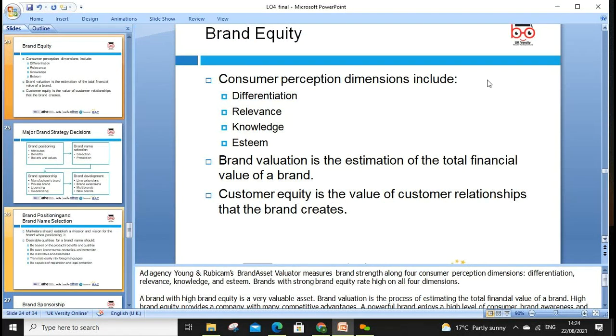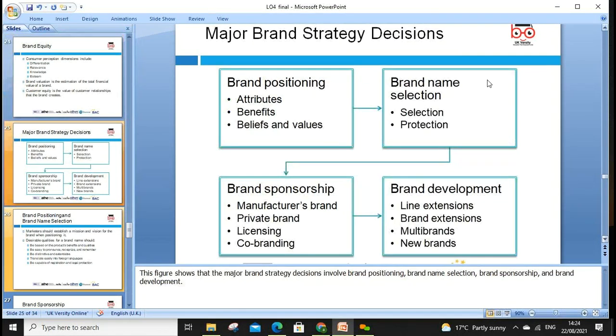So different effects of knowing the brand names on the customer: brand equity and negative aspects, taking in the differentiation, relevance, knowledge, and esteem that the brand brings towards the customer, which we discussed in lesson one as well. Quite a similar discussion.